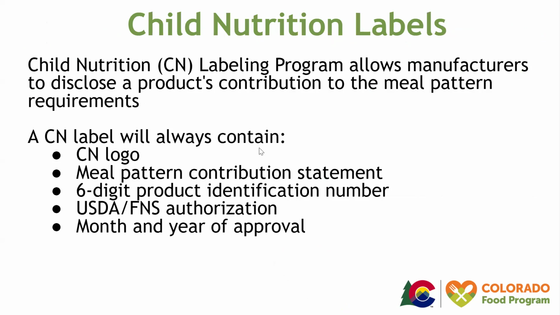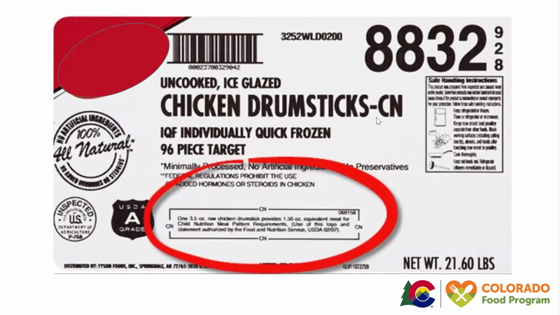All right, now diving into what a child nutrition label is. A CN label, or the Child Nutrition Labeling Program, allows manufacturers to disclose a product's contributions to the meal pattern. The CN label has a specific logo. It'll include the meal pattern contribution statement, a 6-digit product identification number, authorization by the USDA, and a month and year of approval. And on the next slide, this is what those CN labels look like.